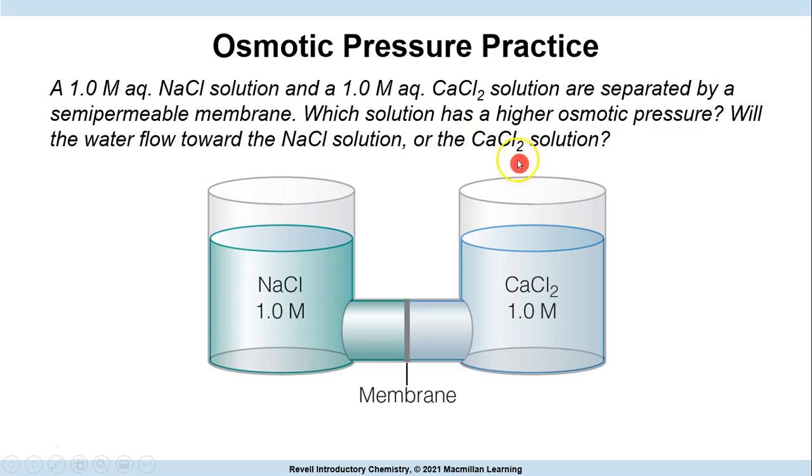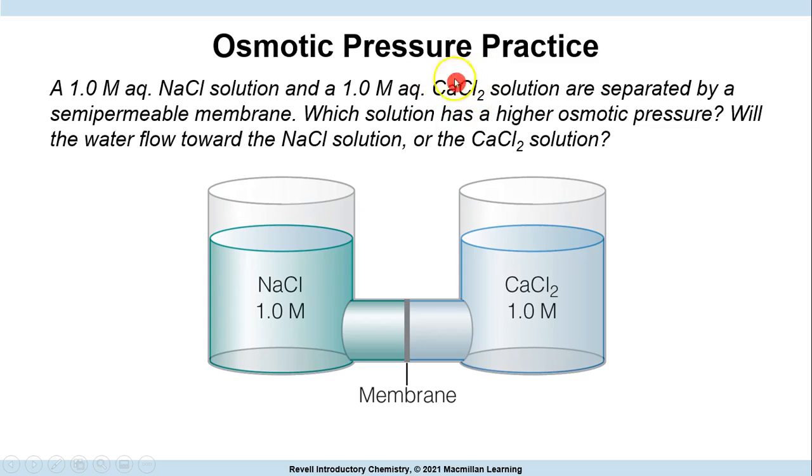So, first we have 1 molar of each of them. So the one that is going to have a high osmotic pressure is the one that is going to contain more of the dissolved substances. So for the 1 molar sodium chloride, we are going to have 2 molar, 1 molar sodium and 1 molar chloride. For the calcium chloride, we are going to have 3 molar, that is 1 molar calcium and 2 molar chloride.